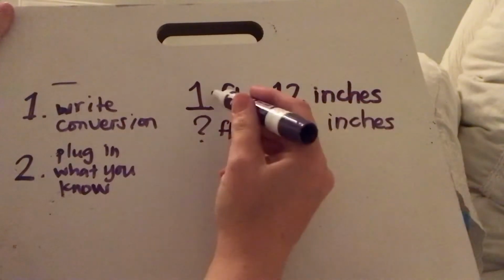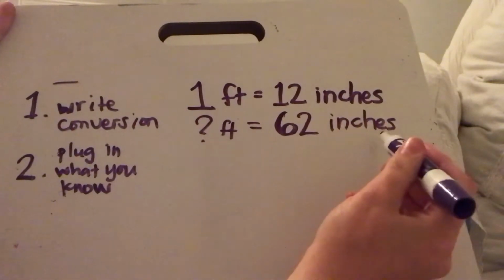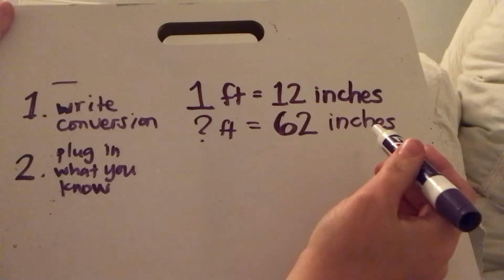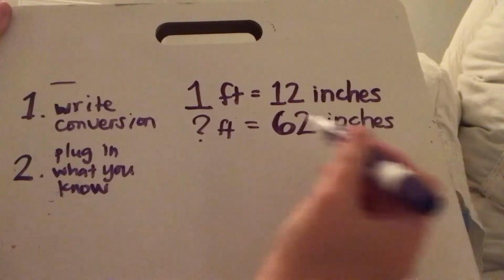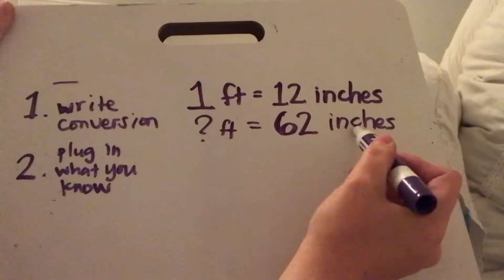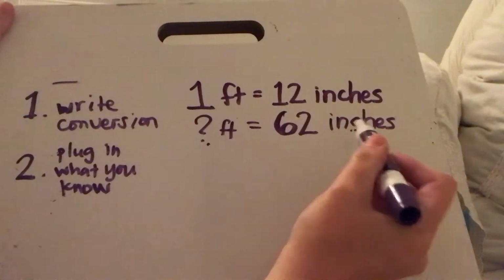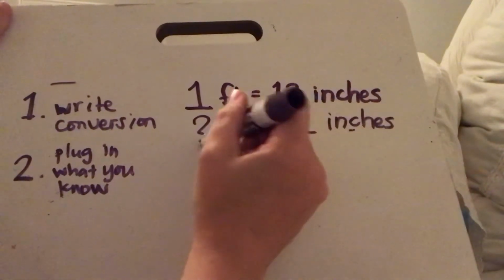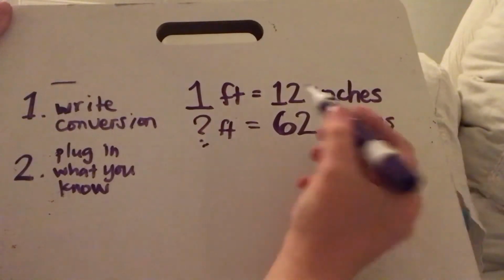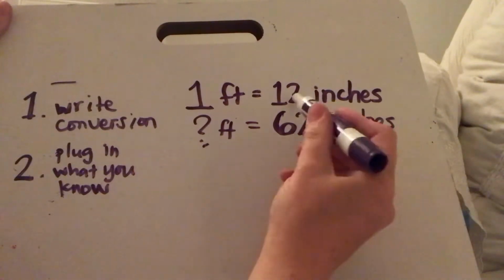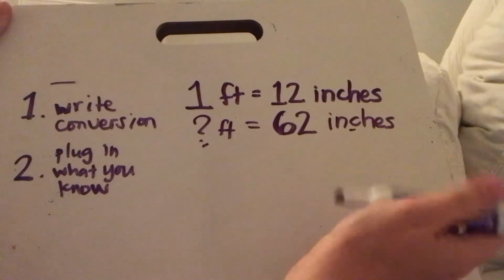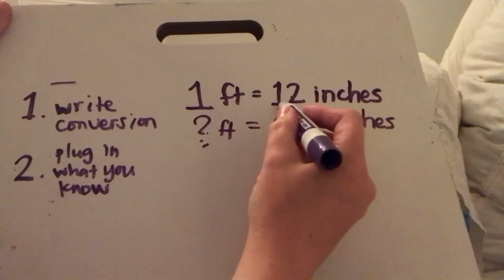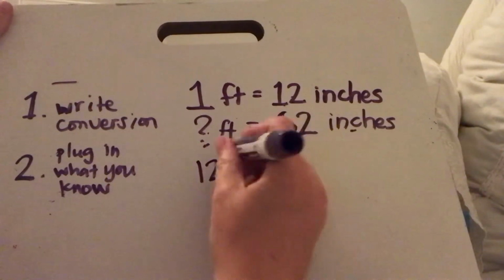Once I've put the conversion I know, and then I plug in what they've given me, then I do my little rhyme. From horse to fly, multiply. From fly to horse, divide, of course. Now we know inches, and we're going to feet. Inches is smaller than feet, so we're going to go from fly to horse, divide, of course. Another trick is if your units are stacked like this, you're going to divide, but if they're across from each other, that's when you multiply. So I'm going to divide 12 into 62 to get my answer in feet.